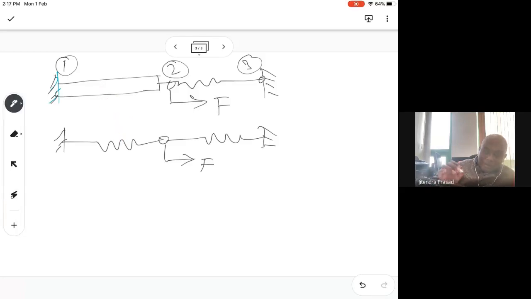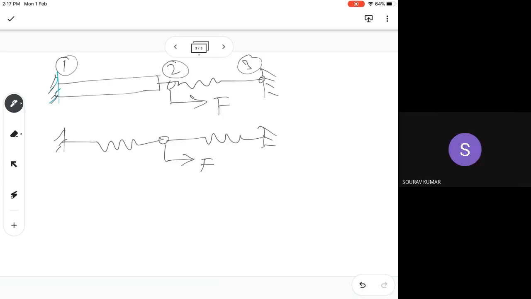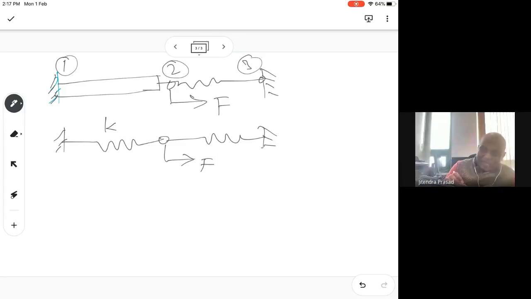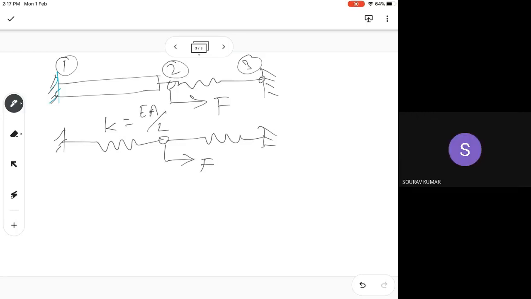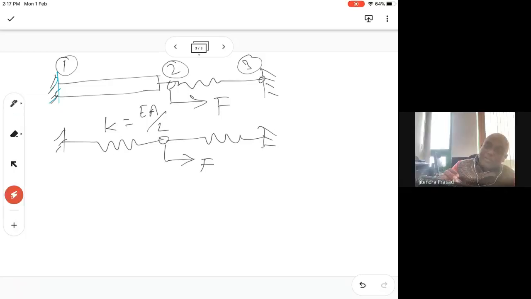Why? It depends on the deflection in the bar. So K will be equal to EA over L. We will come back to it. Those who can't relate to this, don't worry; in the next class we will cover it. But what I want to stress here is that this bar and this spring are the same. There is no difference at all. The spring constant K equals EA over L, where E is the Young's modulus of the material of the bar, A is the area of cross section of the bar, and L is the length of the bar from here to here.